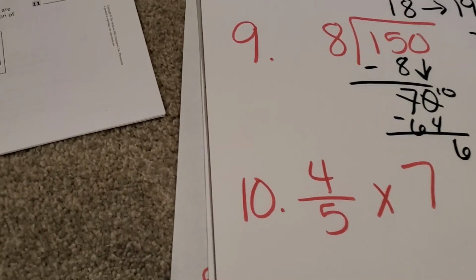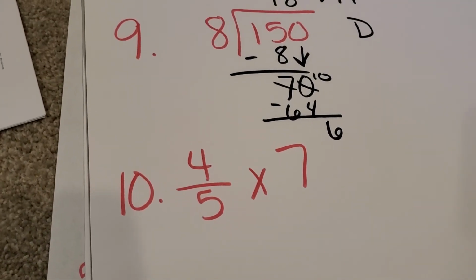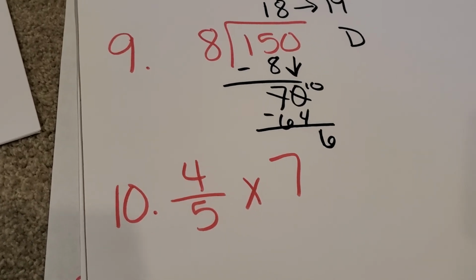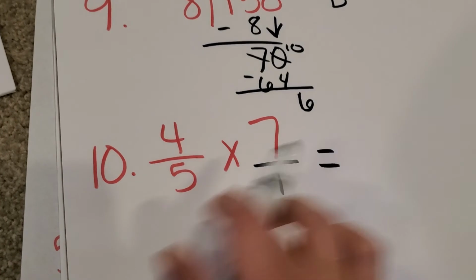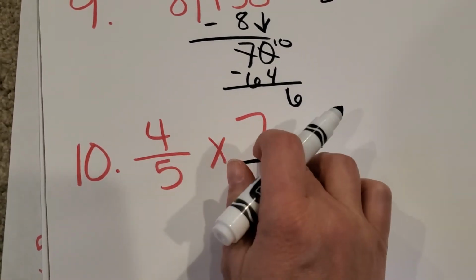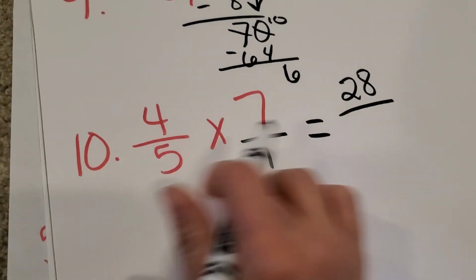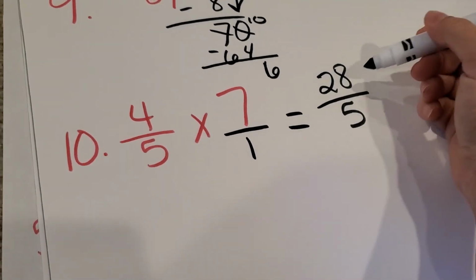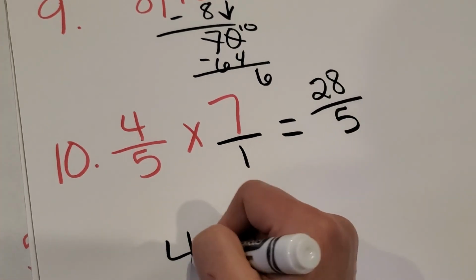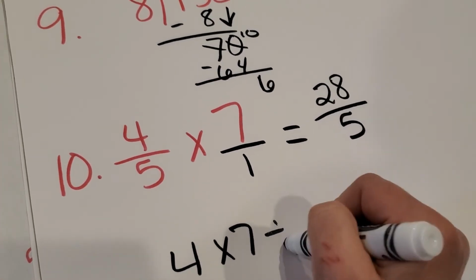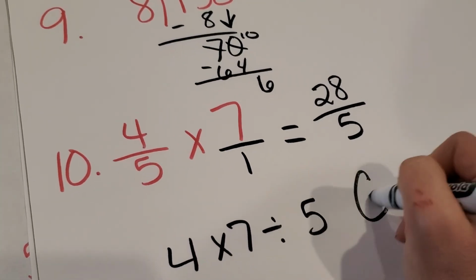And our last one for today, number 10. Which of the following expressions is equal to 4/5 times 7? Well, for solving that problem, we know we go straight across, right? So 4 times 7 is 28. 5 times 1 is 5. And you read this problem as 28 divided by 5. Therefore, we did 4 times 7, and then you're going to divide it by 5 to get the answer, which is letter G.